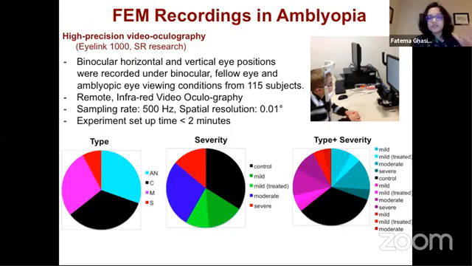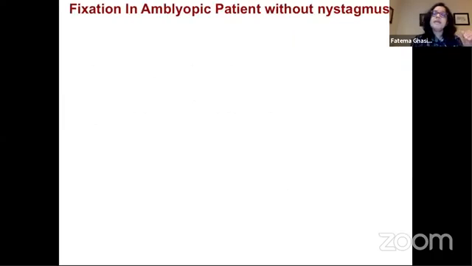And here's the distribution of the subjects. We had one third controls, one third anisometropics, and one third mixed, with very few pure strabismics. And then when looking at severity, we had mild and moderate, and then some severe amblyopes. We divided amblyopic patients into 3 groups. The first group was amblyopic patients who did not have any nystagmus.